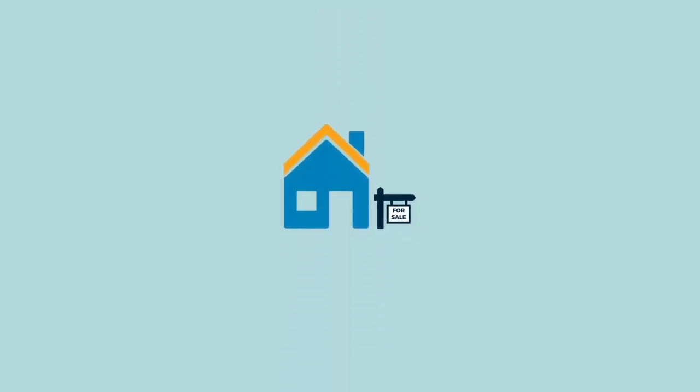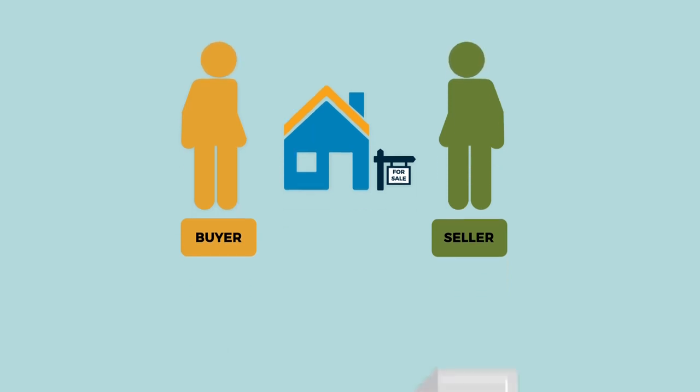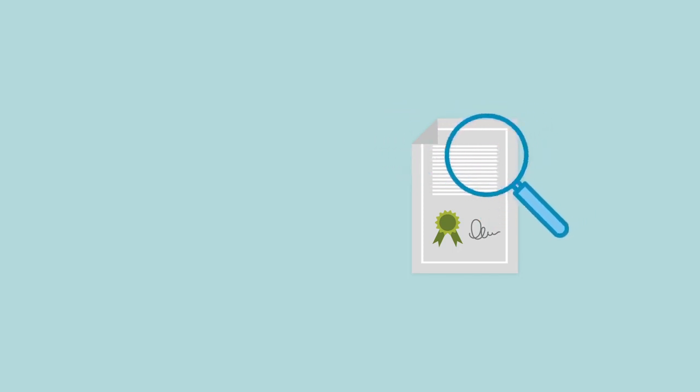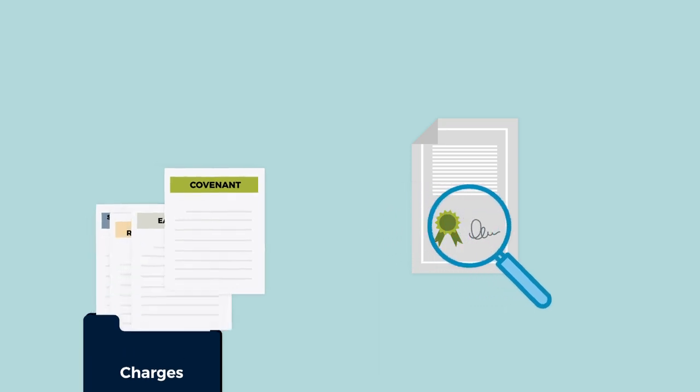Title. The contract of purchase and sale requires the seller to transfer the title or ownership of the property to the buyer. It also provides that the title will be clear of all encumbrances except for those listed in the agreement. As part of a buyer's due diligence, the property's title is reviewed to ensure that the seller is the owner of the property and to see if there are any charges, such as a mortgage, registered against it.